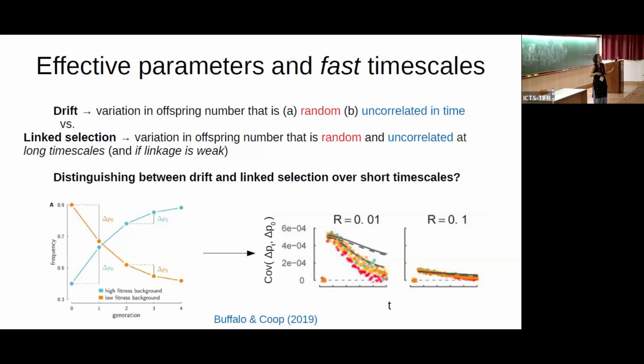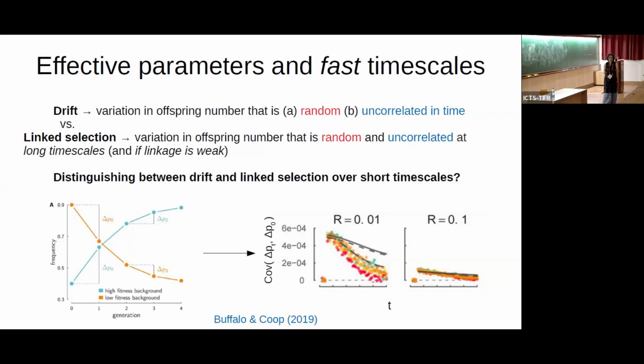no longer be correlated, because by then this neutral allele, which happened to be on a good background, has recombined away, let's say. So they showed that especially with weak linkage, you might be able to pick up this kind of signature by looking at the covariance of allele frequency changes at short times.